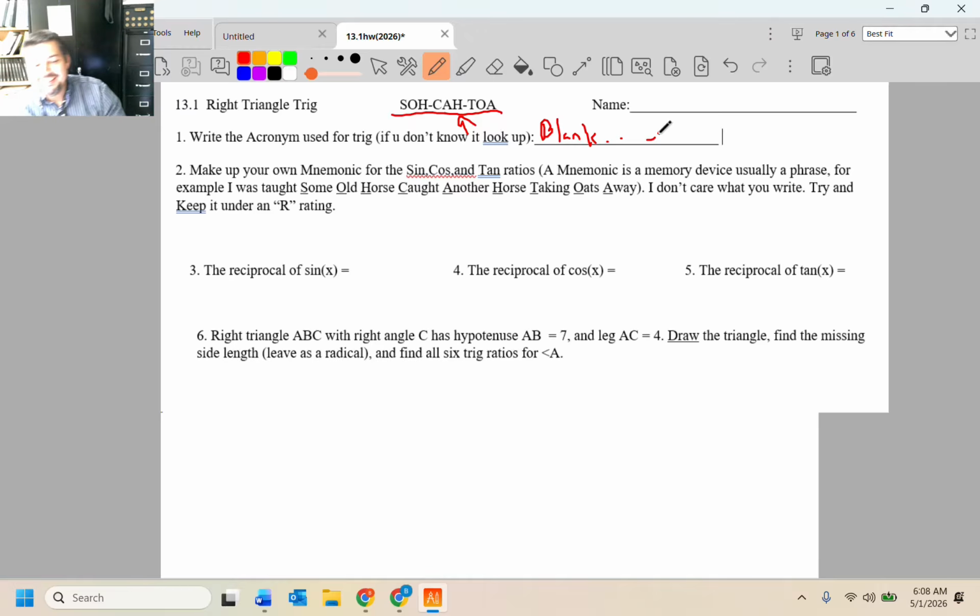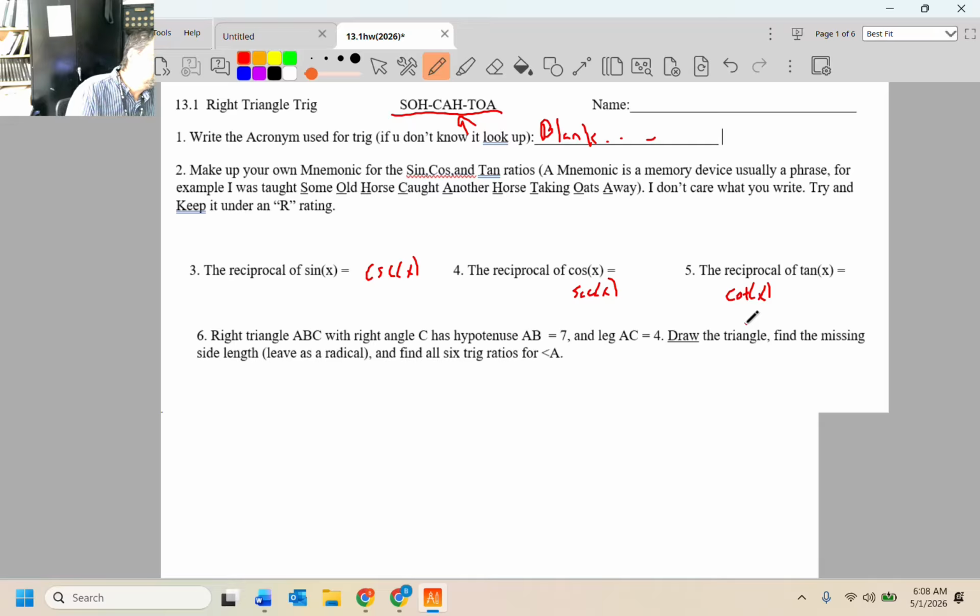Anyways, the numbers 3, 4, and 5, historically, when I look at this homework, 3, 4, and 5 are blank. The reciprocal of sine, it's in your notes, is called cosecant. The reciprocal of cosine of x would have to be the secant of x. The reciprocal of tangent would be the cotangent of x.